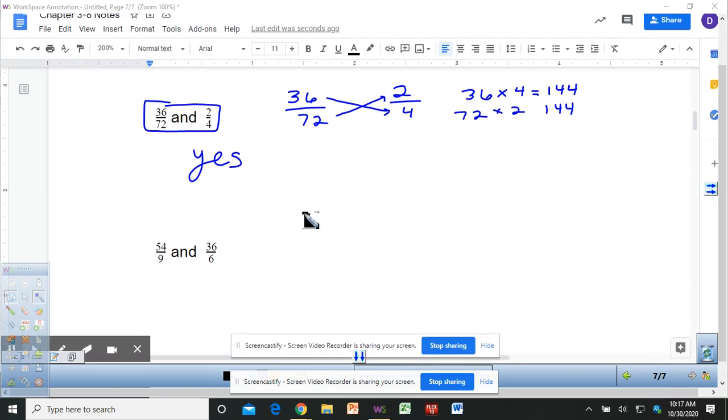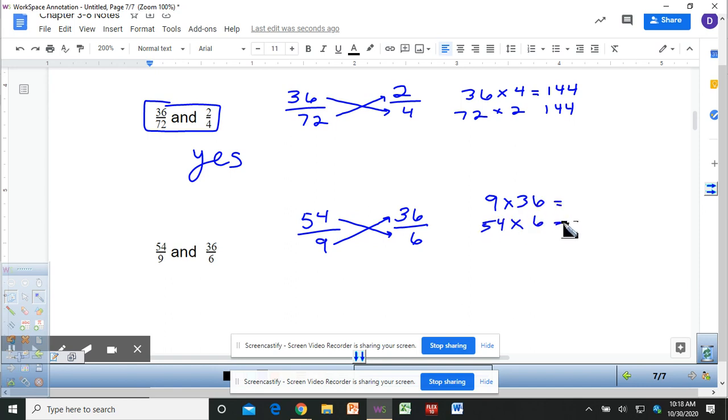Okay, if we try another one, so 54 over 9 or 36 over 6. We're going to multiply diagonally. So we're going to take 9 times 36, and we're going to take 54 times 6. And when we do that, 9 times 36 gives me 324, and 54 times 6 gives me 324. So these are proportional because these answers are the same. So you would just say yes.